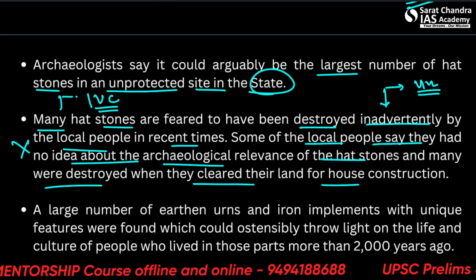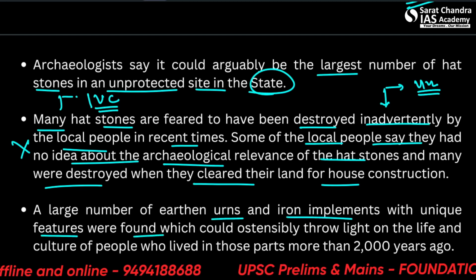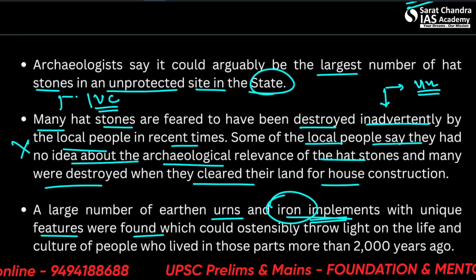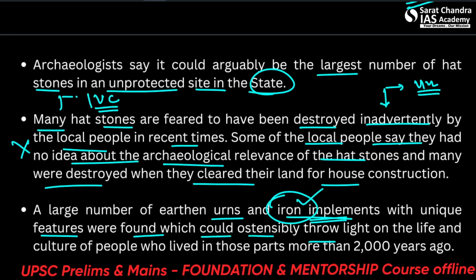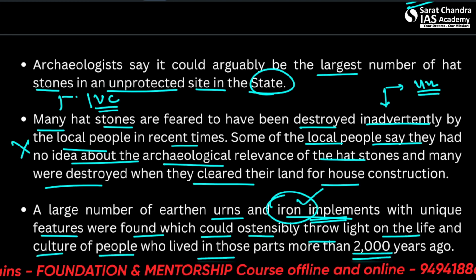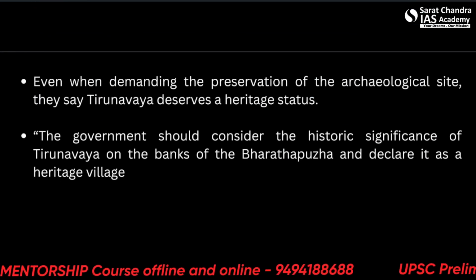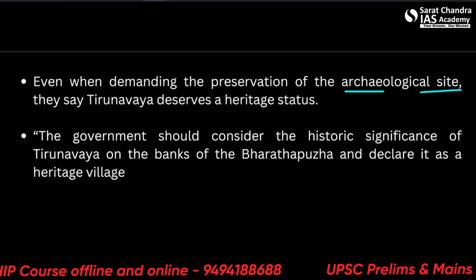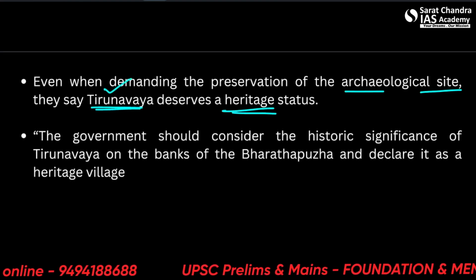A large number of earthen urns and iron implements with unique features were found which could, so please remember this, iron implements, alright. So this was present in the megalithic period, which could ostensibly throw light on the life and culture of people who lived in those parts more than 2000 years ago. Okay, so even when demanding the preservation of the archaeological site, they say Tirunavaya deserves heritage status. Please remember the name of the site.